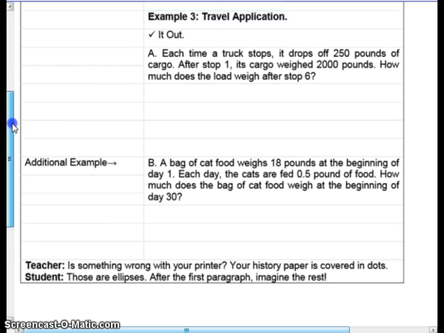Alright, we are ready for example 3. It says that each time a truck stops, it drops off 250 pounds of cargo. After stop 1, its cargo weighed 2,000 pounds. How much does the load weigh after stop 6?